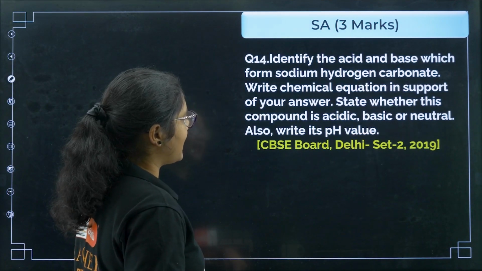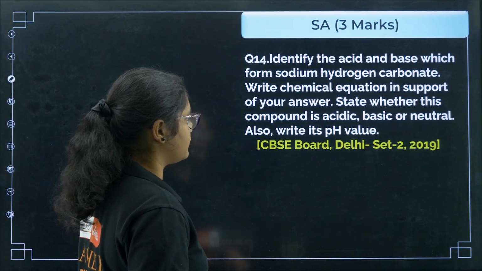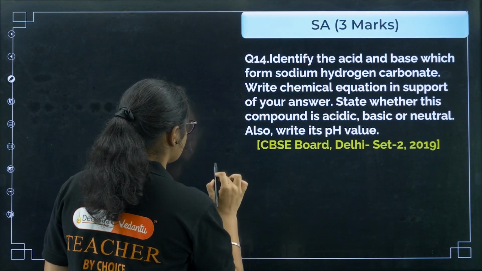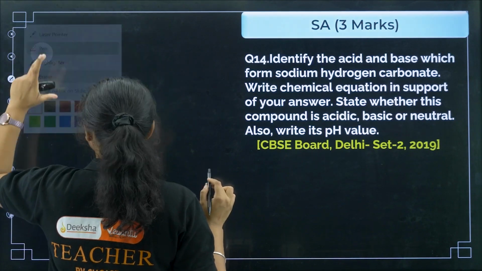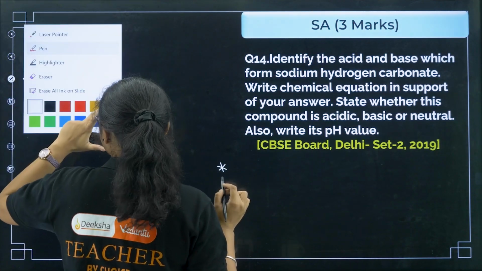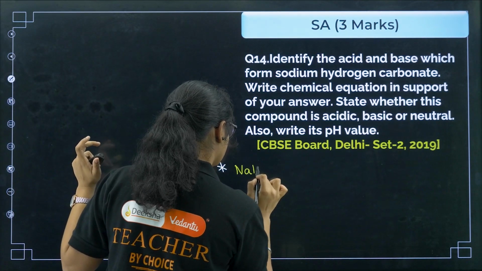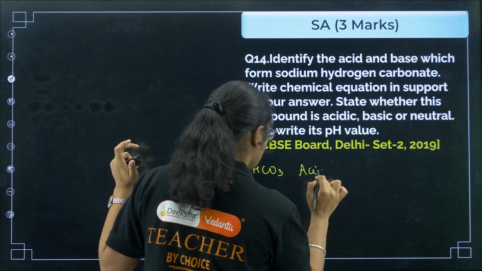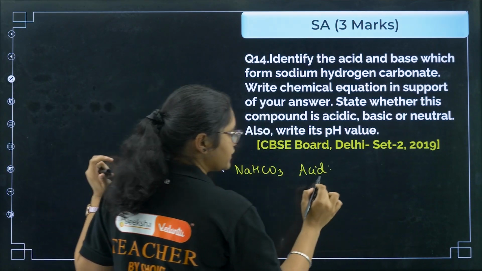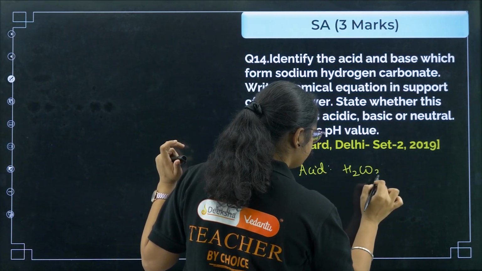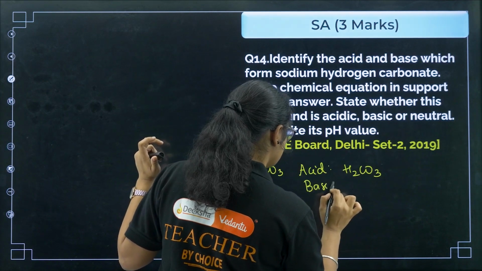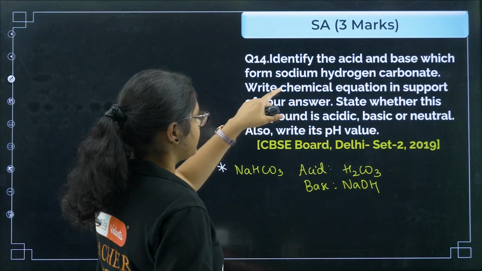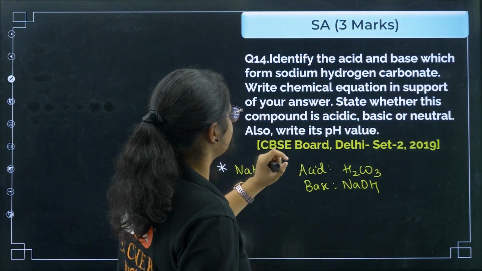Okay, next, question number 14. Identify the acid and base which form sodium hydrogen carbonate. So for sodium hydrogen carbonate, the acid present here is carbonic acid, that is H2CO3, and the base present is sodium hydroxide. Done this part, clear?